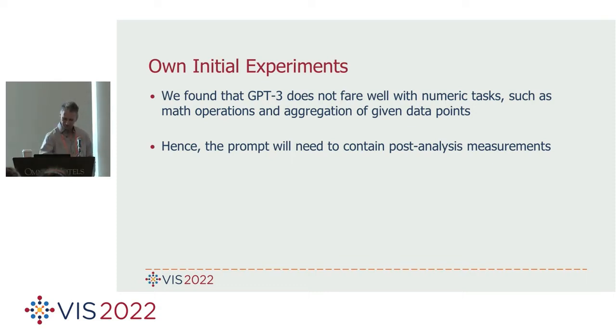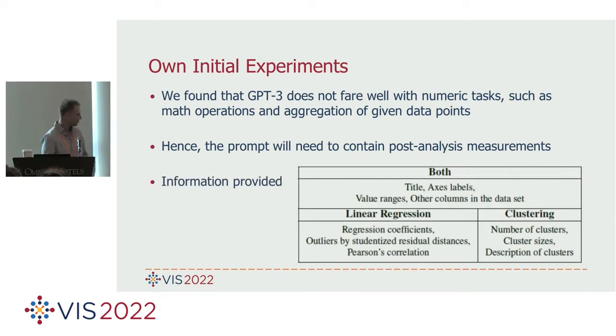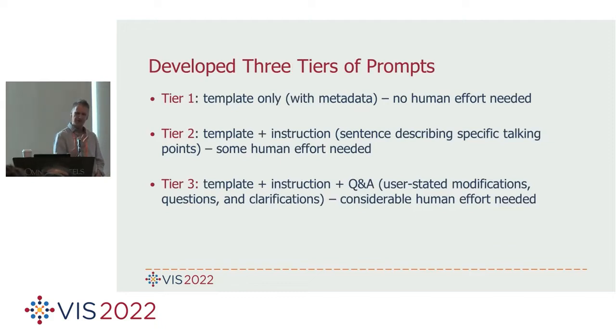Next, we provide this kind of information. We use only scatterplots. We provide regression coefficients, outliers, Pearson's correlation, and the number of clusters. So we give it some stuff to deal with, so it doesn't have to infer it itself, because it can't. Then we have three tiers of prompts.